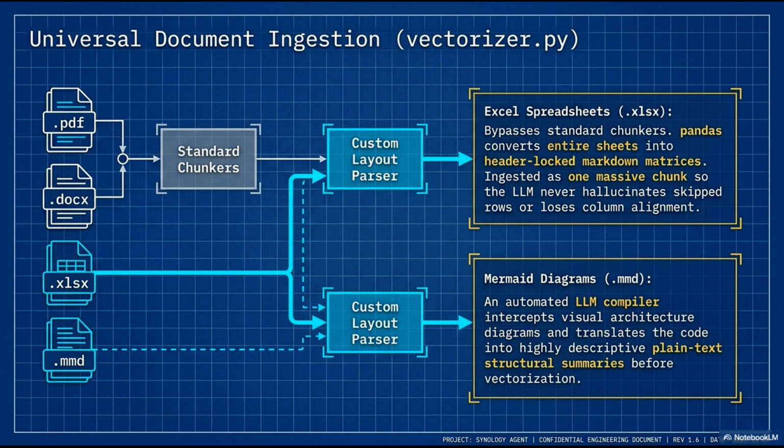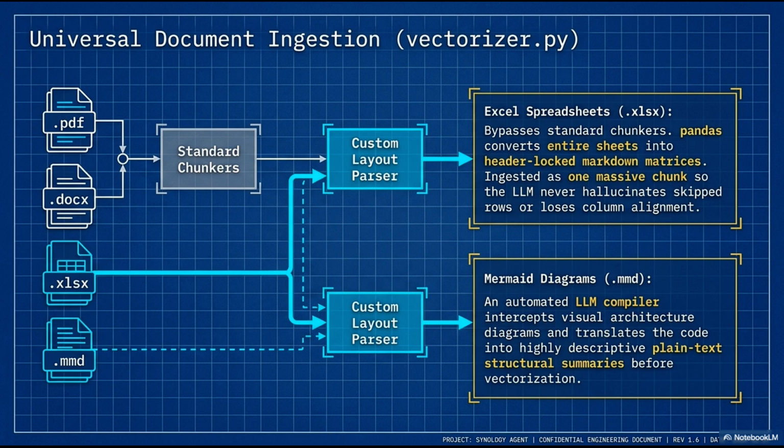Exactly. When the LLM retrieves it, it has the complete context of the headers and the rows, which prevents numeric reasoning fatigue and stops the model from hallucinating skipped data lines. That is incredibly smart. And what about visual data? How is he handling complex text-based architecture charts like mermaid diagrams?